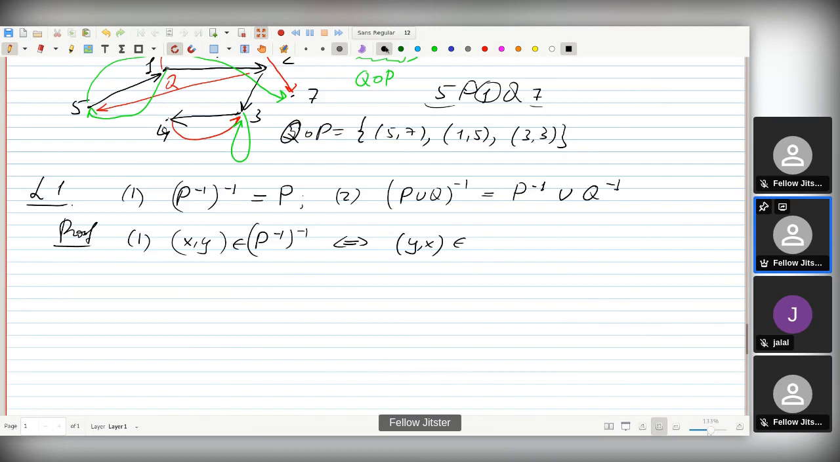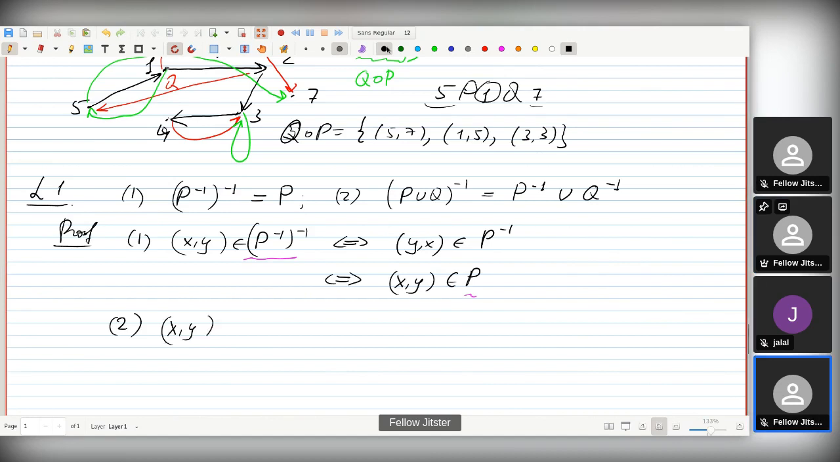Change the order. To P converse. Exactly. But by the same definition, that means that XY belongs to P. Look, P and the double converse of P consist of the same pairs. Hence, they consist of the same elements. So these two sets are equal. Is this idea clear?